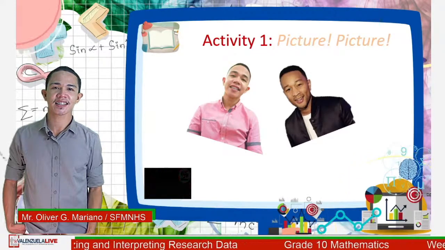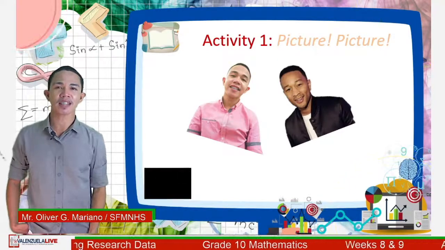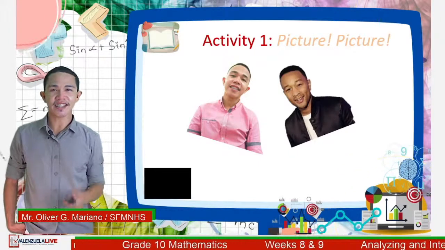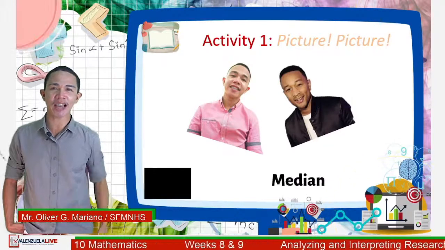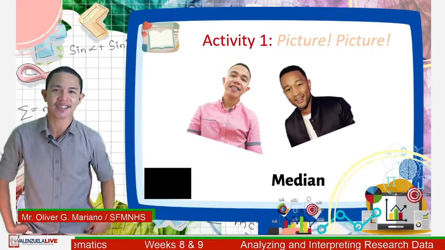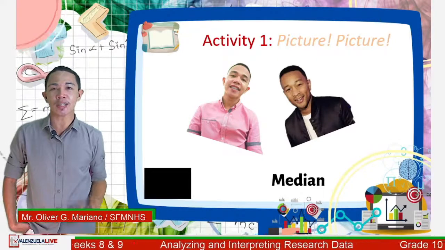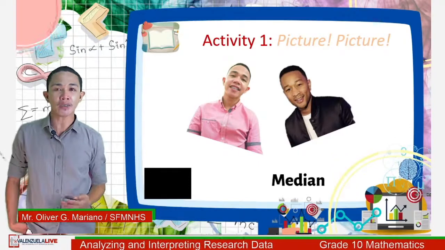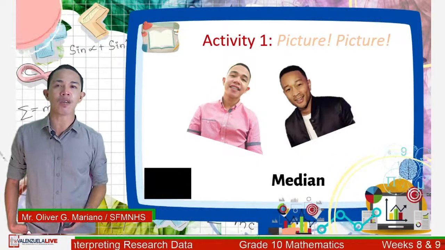All right, time's up. What pictures do you see on your screen? You're right, that's me and John Legend. So we have me, John. All right, I guess you were able to at least recall some of the statistical terms that you have learned starting from your grade 7 and up to now.